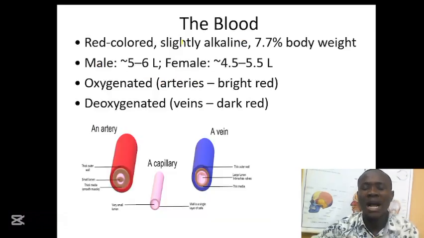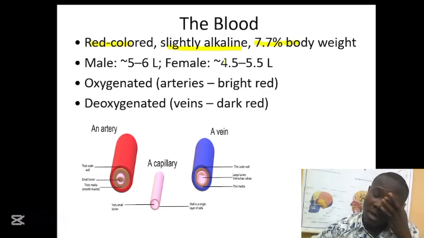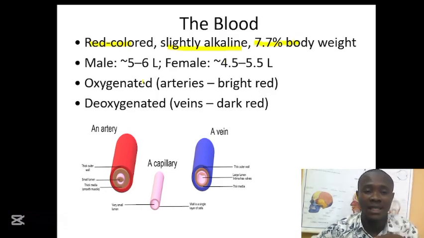We are going to talk about the blood. So the blood by color is red, and by pH it is slightly alkaline in nature, and it accounts for about 7.7% of the total body weight. For a male having a body weight of 70 kg, the total amount of blood that they will have in their body for a normal range is between 5 to 6 liters.